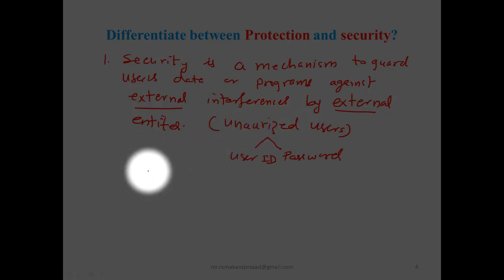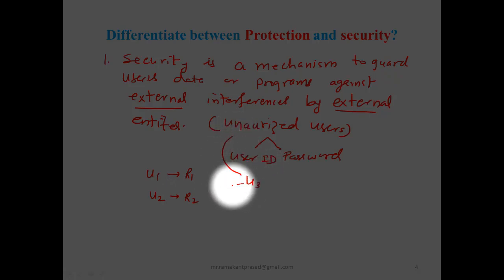So here we take an example. Suppose user 1 is authorized to use resource R1 and user 2 is authorized to use resource R2. Suppose there is an external unauthorized user U3 who tries to access the resource R2. Such a case is handled by the security mechanism.